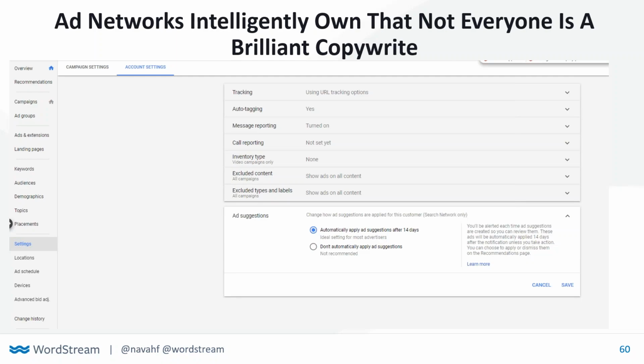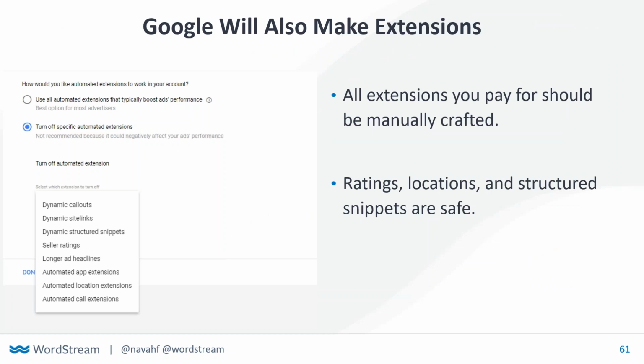Now, I will throw it out there that ad networks have been watching us work for quite some time, and they get it. Not everyone is going to be a brilliant copywriter, and that's actually why Google and also Bing will as well, as will Facebook, actually create ads for you. So there's a lot of fear associated with these ads, but Google actually found that 70% of advertisers don't enjoy the activity of ad creation. So they have this ability to just create the ad for you. Google will also make extensions. I would argue you should make any extension that you're going to pay for. Think site links, think call extensions, message extensions, but ultimately you can delegate some of those extensions as well.